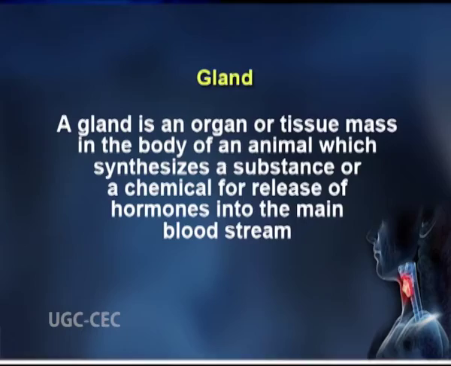Let us understand what glands are. A gland is an organ or a tissue mass in the body of an animal which synthesizes a substance or a chemical for release of hormones into the main bloodstream.